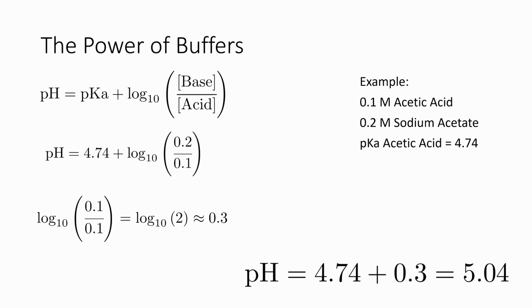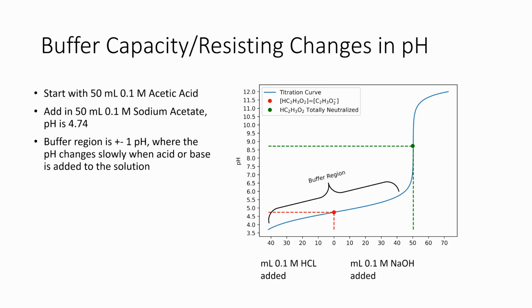This is fascinating. However, I don't understand what this has to do with lemons. You're telling me that this solution of acetic acid and sodium acetate will resist a change in pH? Absolutely. Let's assume again that we start with 50 milliliters of 0.1 molar acetic acid and 50 milliliters of 0.1 molar sodium acetate. As we calculated in the previous example, the pH will be 4.74, and at this point we have a buffer. If you add base, for example 0.1 molar NaOH, the change of pH will be very slow.